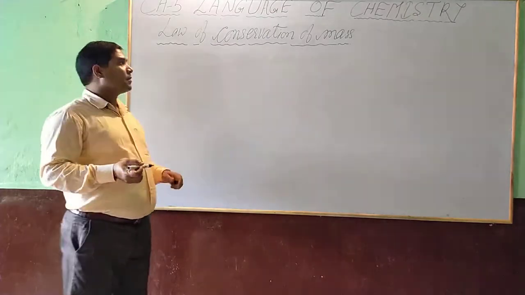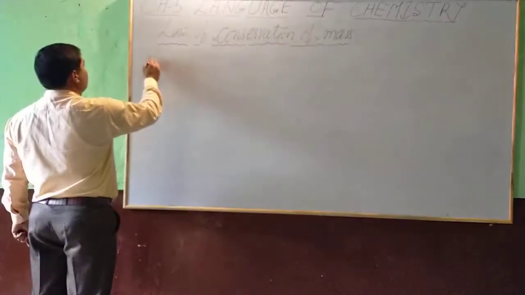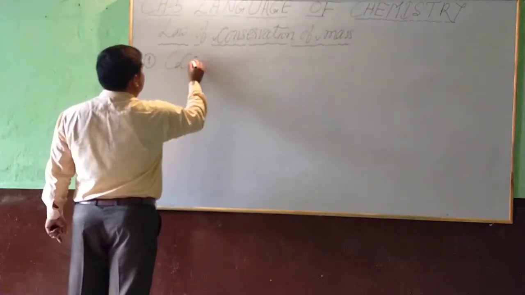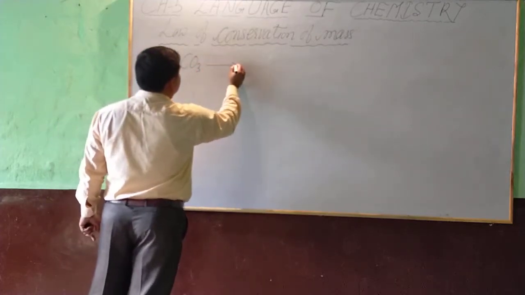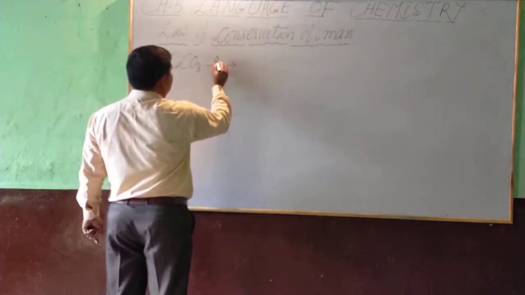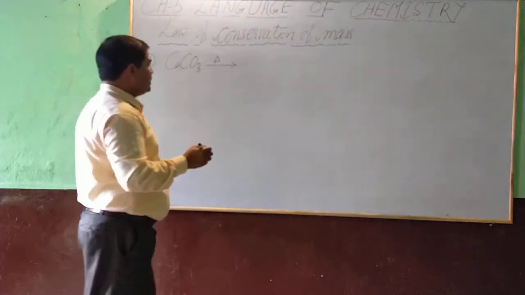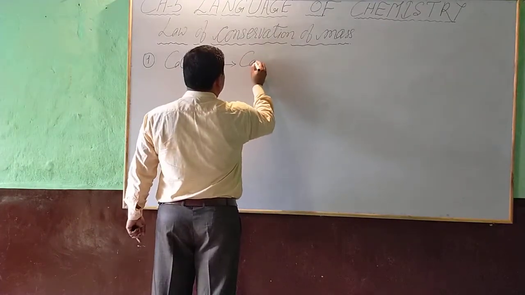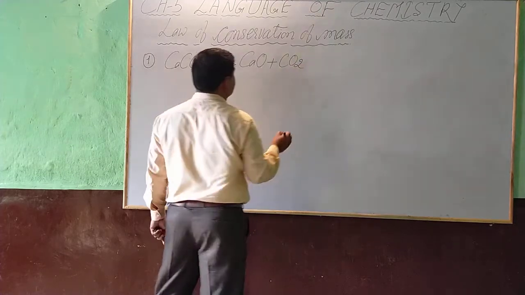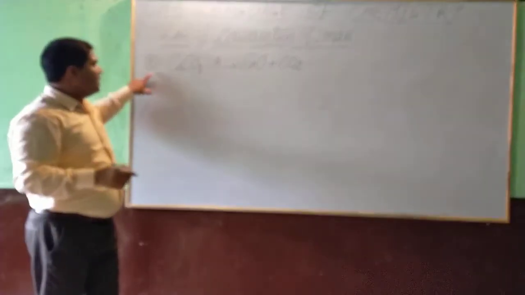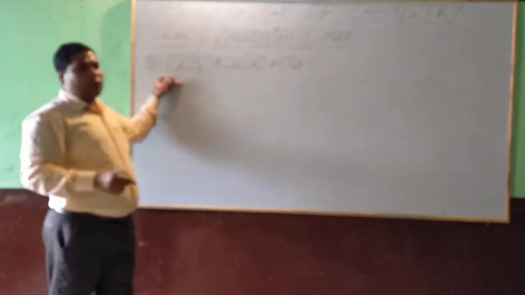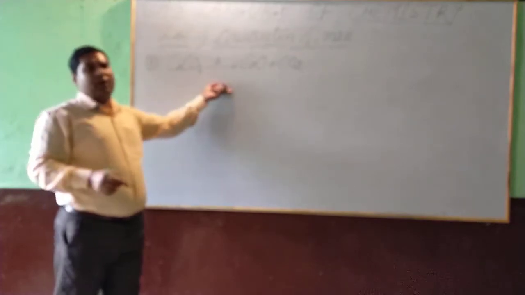So let us see one example. Calcium carbonate is decomposed on heating. When calcium carbonate is heated, it decomposes into calcium oxide plus carbon dioxide. So dear student, now I am going to prove the law of conservation of mass by calculating the atomic mass of this particular chemical equation.